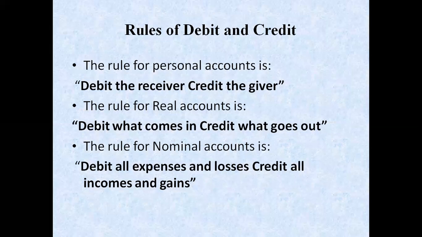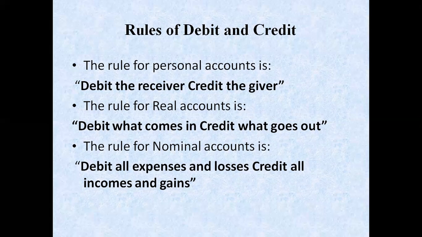Then the rules of debit and credit. The rule for the personal account is: debit the receiver, credit the giver. It means when a person receives something, he is debited in the account, and the giver is credited when he gives something to another person. For example, Sohan sold goods to Mohan. So Mohan is the receiver, and goods go out from the business, and Sohan is the giver. So basically, who is the giver? The owner. We do not write the owner's name, but what goes out is the real account.